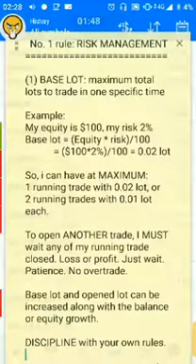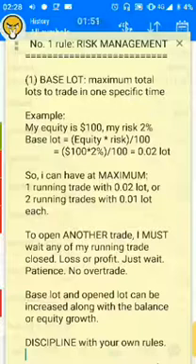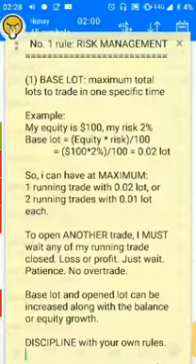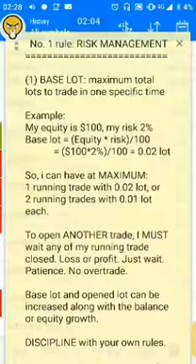The first element of my risk management rule is base lot, which is the maximum total running lots to trade in one specific time. For example, if my equity is $100 and my risk appetite is 2%, so my base lot should be equity times risk divided by 100. That means 0.02 lots. So based on my equity and my risk appetite above, I have 0.02 lots.